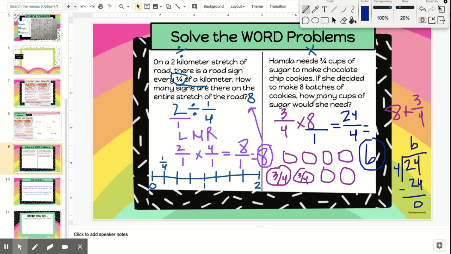So let's go back and read the question. How many cups of sugar would she need? Hamda's going to need 6 cups of sugar to make her 8 batches of cookies. Okay?